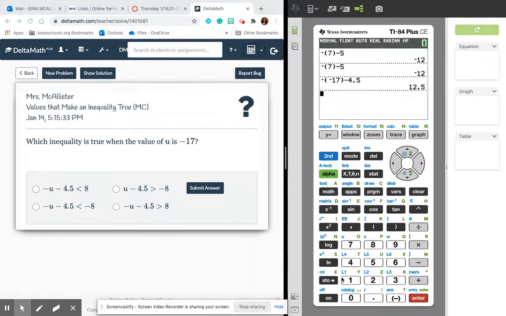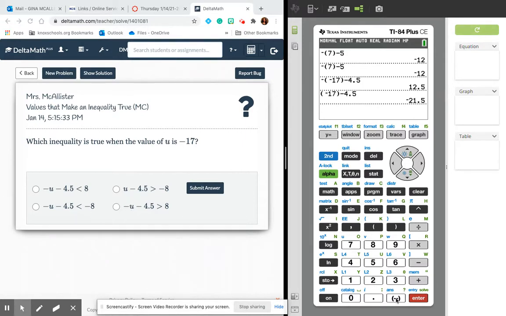U minus 4.5. So let's try it. Negative 17. Oops, sorry, hold on. We've got to put our parentheses. So parenthesis, negative 17, close parenthesis, and then minus 4.5. Enter. Negative 21.5. Is negative 21.5 greater than negative 8? No, it's not. Go on to the next problem.